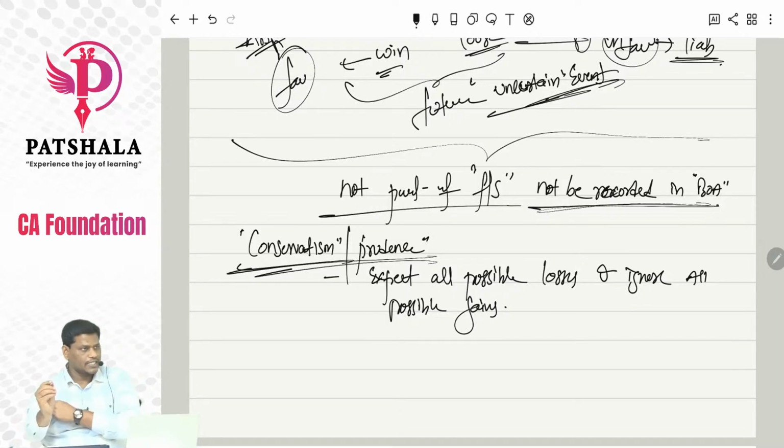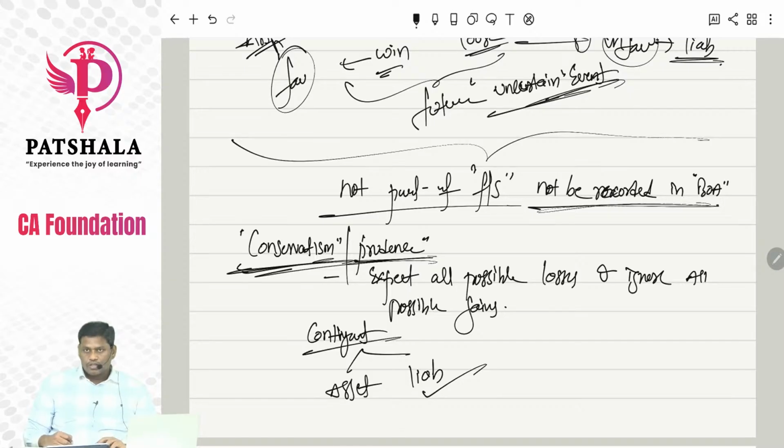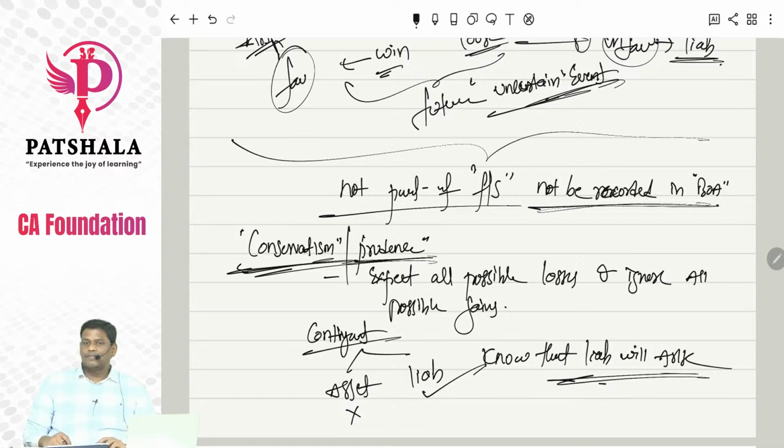Expect all possible losses and ignore all possible gains. That is what is said by the conservatism principle, which is known as conservatism or prudence. Now because of this, when it is a contingent, there are two kinds: either it can be an asset or it can be a liability. A liability should be recognized because of conservatism. Assets you can ignore. But liabilities also should be recognized only when you know that your liability will arise.